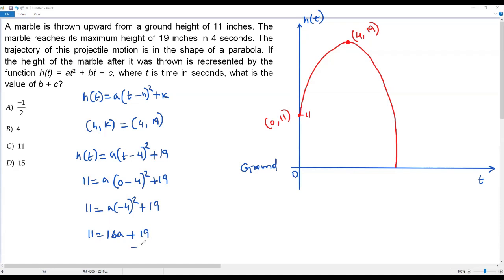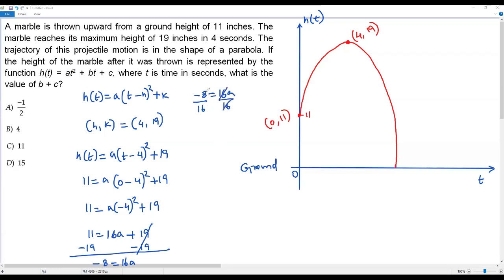For that, I have to subtract 19 from both sides. So when I subtract 19 from both sides, positive 19 and negative 19 will cancel. When I simplify 11 minus 19, I'm getting negative 8 equals 16a. Okay, let me write this over here and continue. Negative 8 equals 16a. Let me divide both sides by 16 to solve for a.